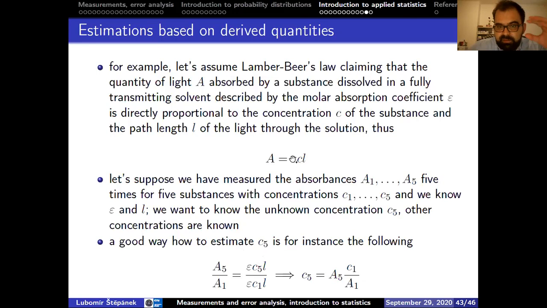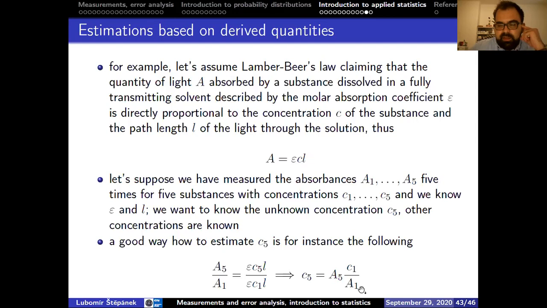So I know A5 and A1. I don't know C5 and I know C1. I can see that epsilon and L are not necessary for this equation because they are both in the numerator and denominator. So I can isolate C5: C5 is equal to A5 multiplied by C1 over A1. Yeah, this is the way how to do it.